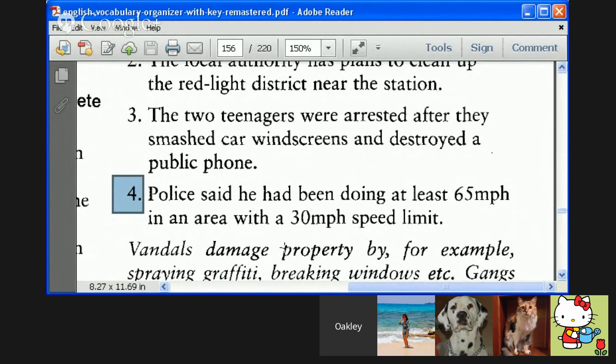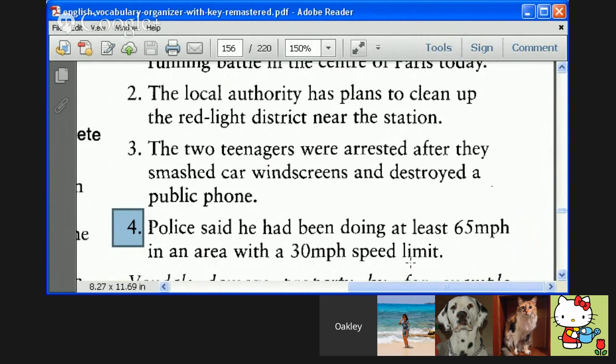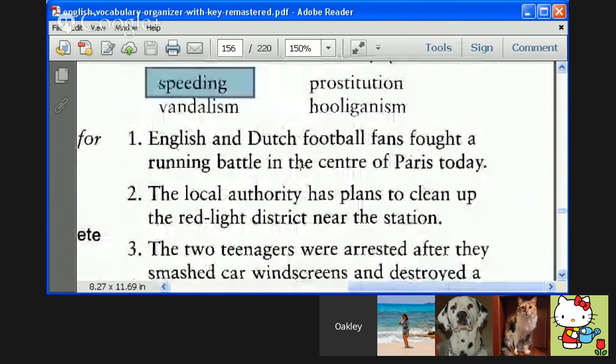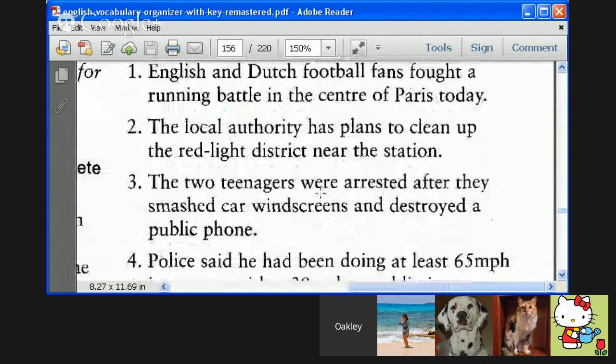Max, number 4. Police said he had been doing at least 65, I'm not sure what it is, kilometers per hour in an area with a 30 kilometer per hour speed limit. Okay. No, this is miles. Remember, miles per hour. Same idea. Yeah, it's speeding, I think. It's definitely speeding, okay. A motor vehicle crime, speeding, yeah, sure.